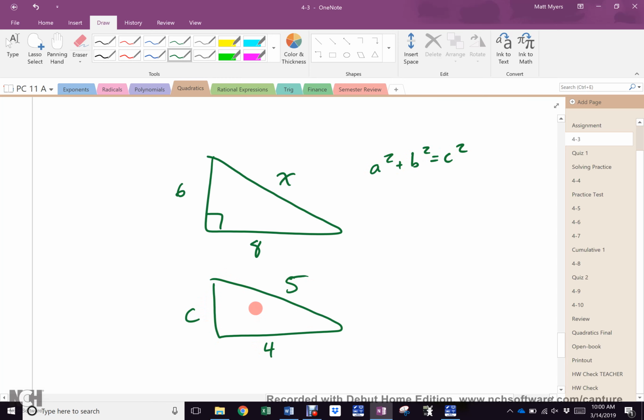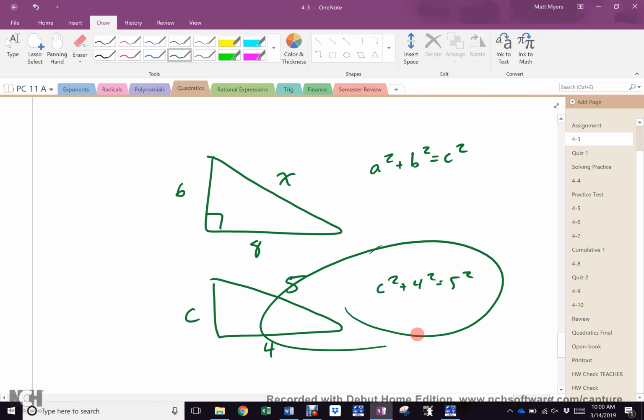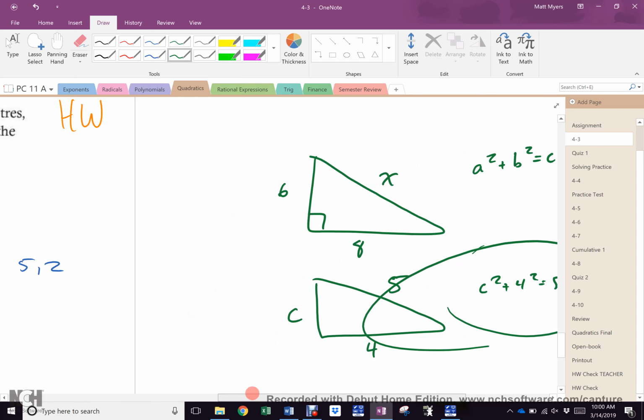How would you solve that problem? C squared plus 4 squared would equal 5 squared. Why is the second one a problem? Why does it screw up kids who don't really pay attention in math class? Because the C isn't the hypotenuse, right? But did you all know how to do this question? You did, because you're in the 11th grade.